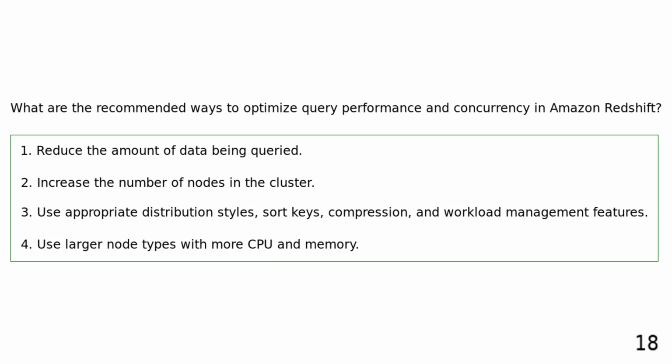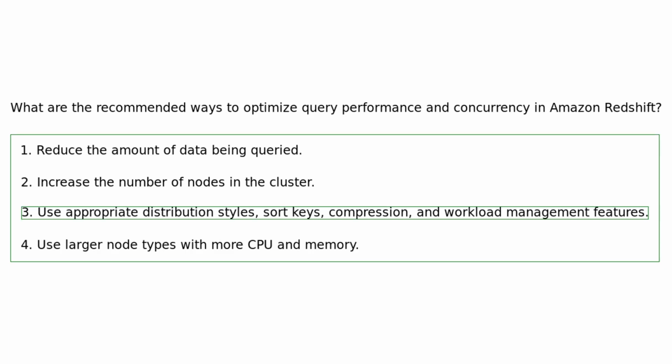Reduce the amount of data being queried. Increase the number of nodes in the cluster. Use appropriate distribution styles, sort keys, compression, and workload management features. Use larger node types with more CPU and memory. To optimize query performance and concurrency in Amazon RedShift, it is recommended to use appropriate distribution styles, sort keys, and compression, as well as leverage workload management features like query queuing and concurrency scaling.